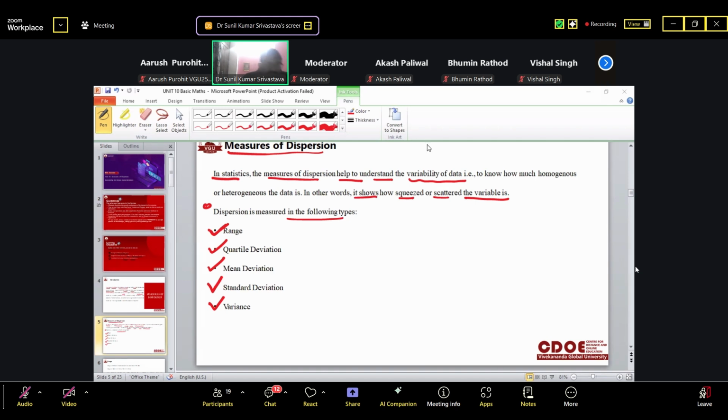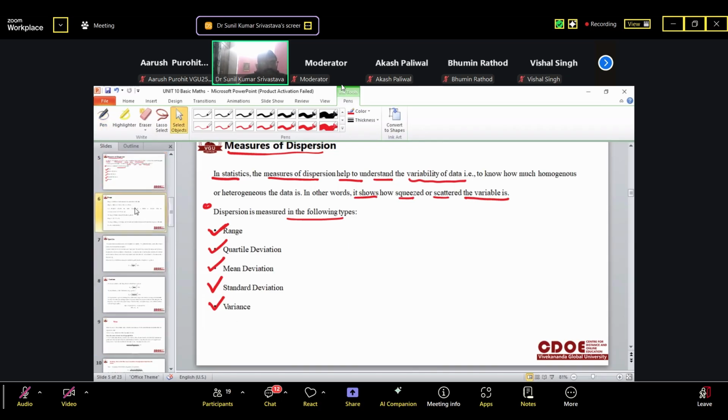So first of all, we have to start with some terminology. We have range. What is the meaning of the quartile deviation? What is the meaning of the mean deviation? What is the meaning of the standard deviation? What is the meaning of variance also? This is the terminology, and we have to read this one.